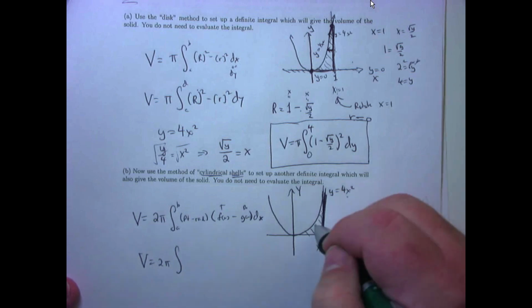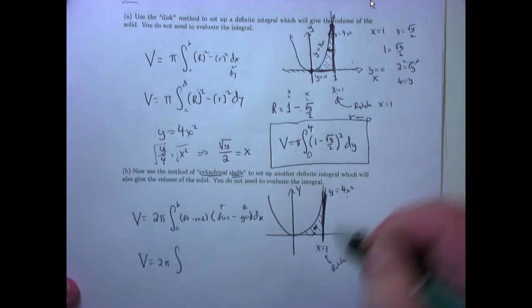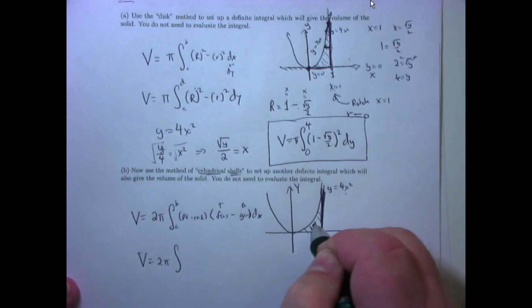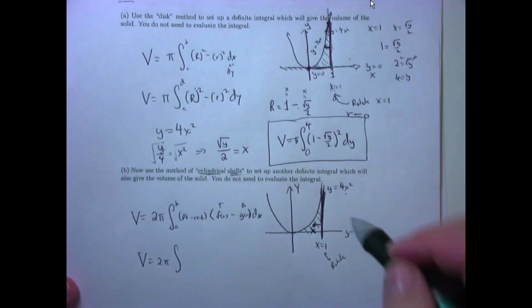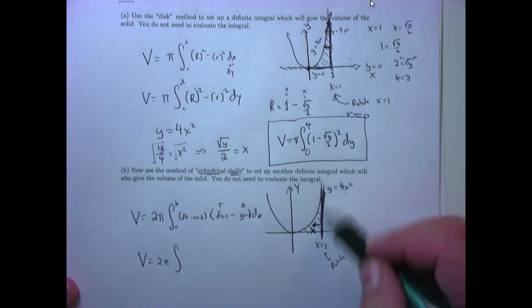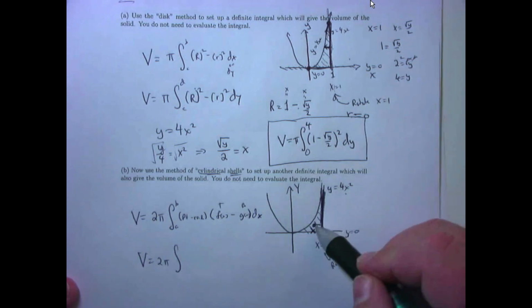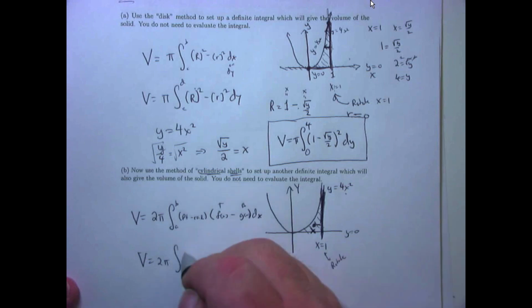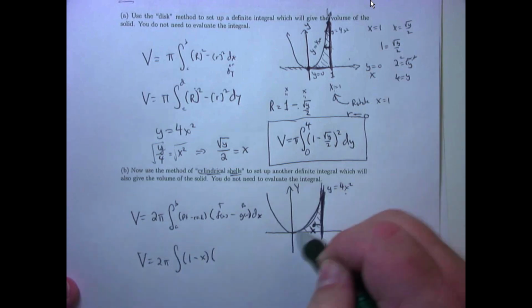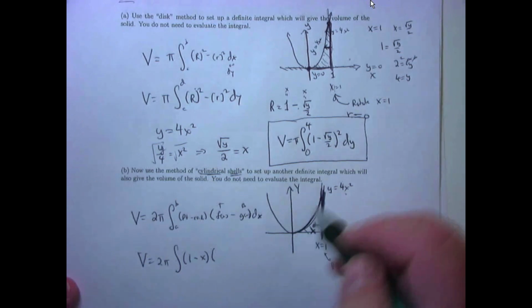What would my point radius be? You pick an arbitrary point inside your region. You're going to call that guy x. And it's the distance between the arbitrary point and the axis of rotation. The axis of rotation is x equals 1. Remember, a distance is either top minus bottom or right minus left. What's on the right? 1. What's on the left? x. So what is my point radius? 1 minus x.